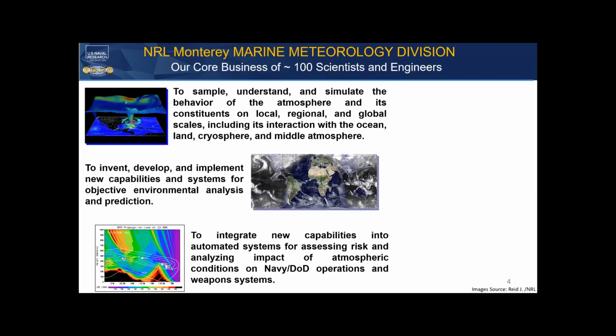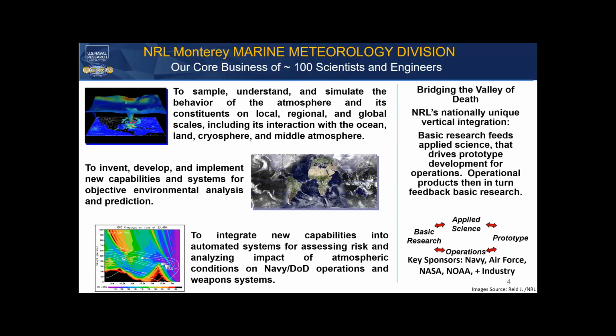One is that we do basic research to sample, understand, and simulate the atmosphere. In particular, we focus on coupled problems. How does the ocean interact with the atmosphere? How does the atmosphere interact with the land? How does the land interact with the atmosphere? And so on and so forth. The cryosphere. And now the laboratory as a whole is worrying more and more about space weather in the middle atmosphere. So we take all of this basic research and develop tools and systems for that. Then these tools and systems are applied to Navy problems, or in some cases commercial problems, so that we can make a better prediction, or basically make life better for the warfighter. And so the Naval Research Laboratory has a wonderful vertically integrated nature.